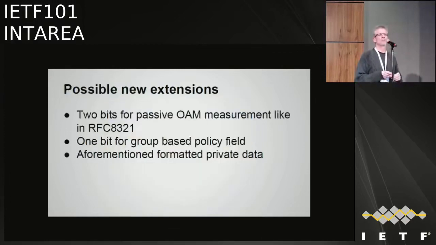Thinking about possible new extensions, I think the OAM measurement bits, so there are two of them defined for 8321, may be very reasonable to put into GU flag fields. Also, group-based policy may be reasonable. And as I mentioned, if we wanted to format private data, the format type may be in a field, and that would indicate what the type is of the private data.